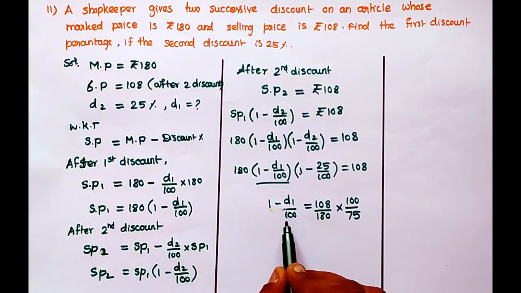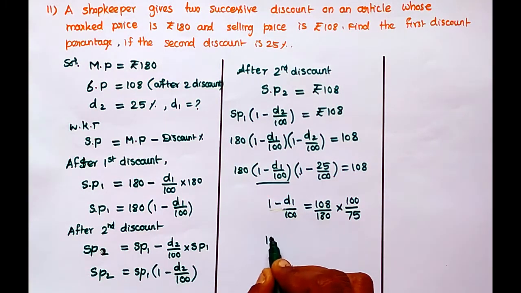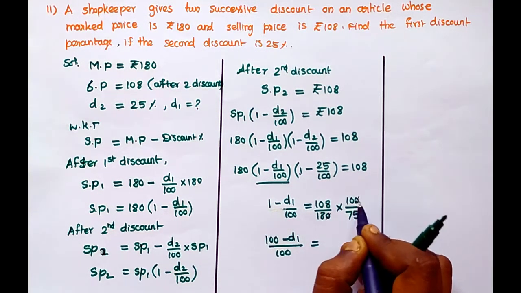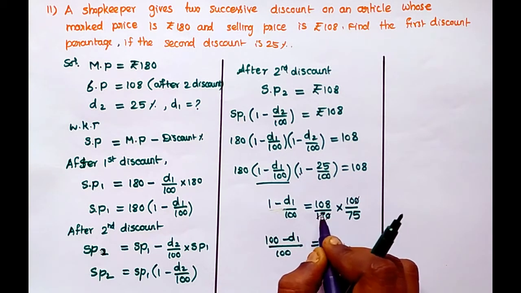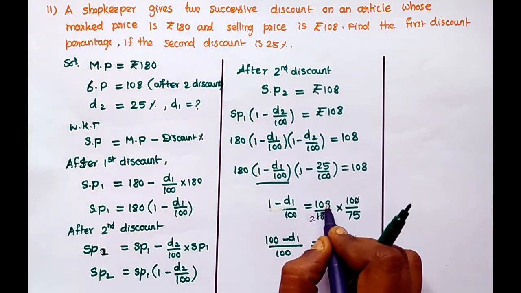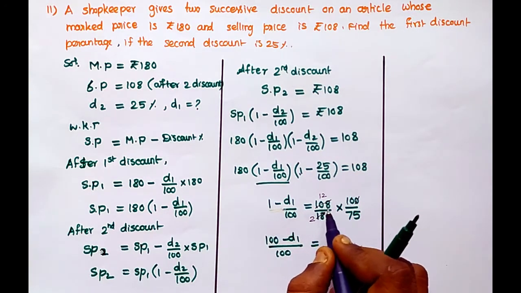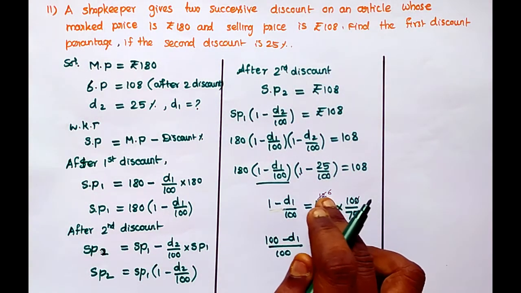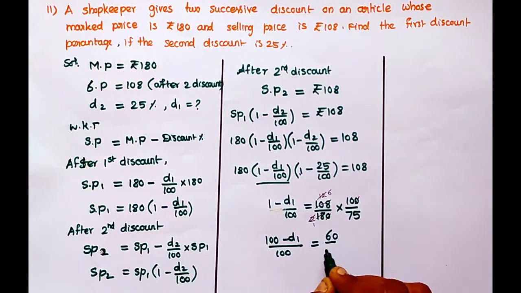Now listen, in this side 100 minus D1 divided by 100 equal to, this is the cancellation, 0 and 0 cancelled, and ninth table: 2 9s are 18, 12 9s are 108, again 2 1s are 2, 6 2s are 12. So here 6 into 10, 60 by 75 is here. Now 100 minus D1 equal to 60 by 75.